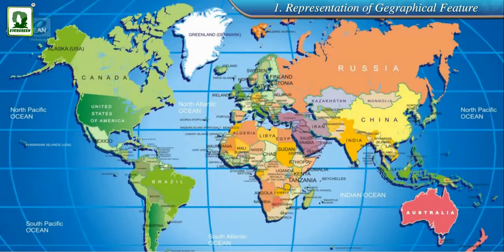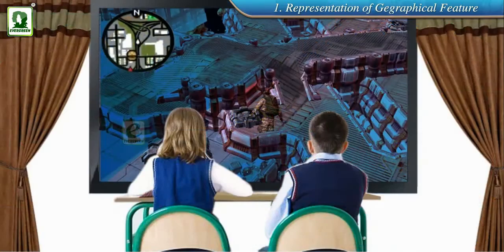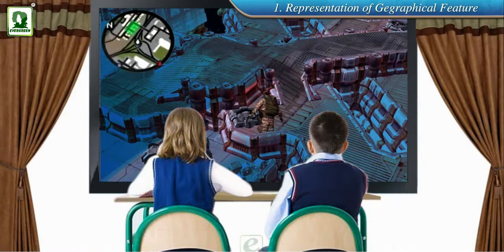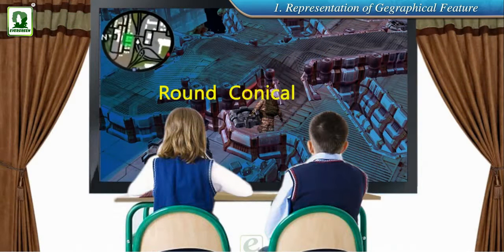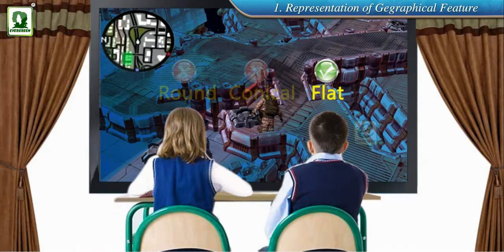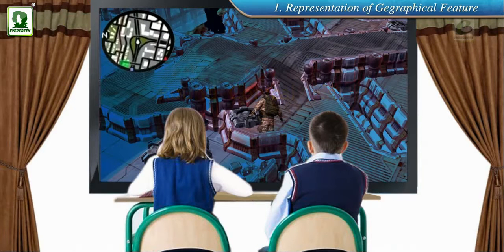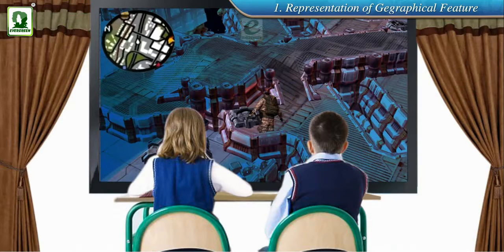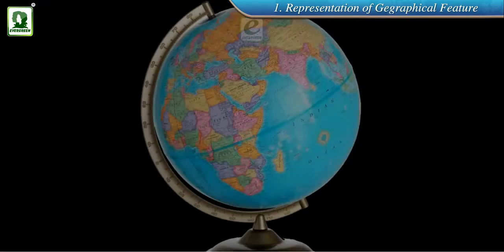Map. Have you ever seen a map? You might have seen one in some digital game you play. How does it look? Round, conical, or flat? Yes, flat. And what do you find on it? Usually there is a line drawing showing some path with direction arrows.